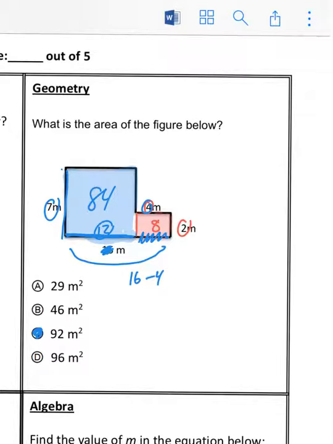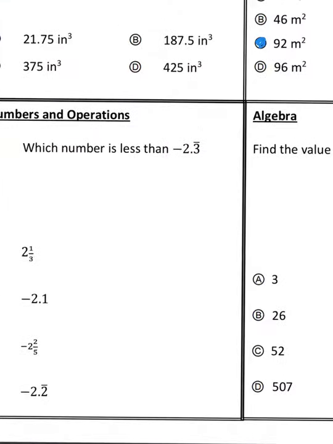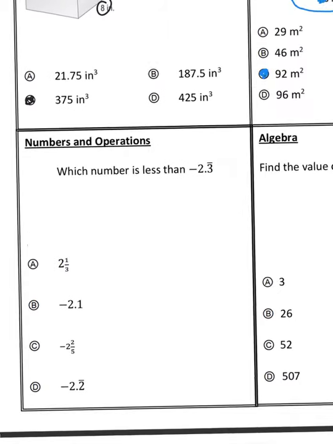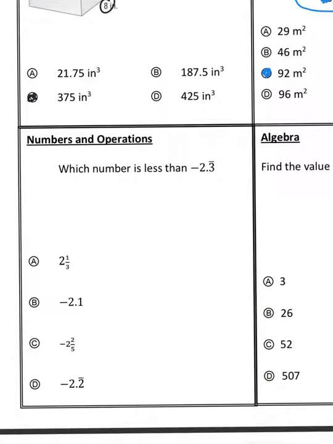All right. Third one, which number is less than negative 2.3 repeating? Now, first thing I see is choice A is positive, and positive numbers are always greater than negative, so it can't be A. Now, what I'm going to do for this one is I'm going to change them all to percents. So, negative 2.3 repeating, remember, as a decimal is negative 2.33333, etc. But when we deep it, it becomes negative 233%.